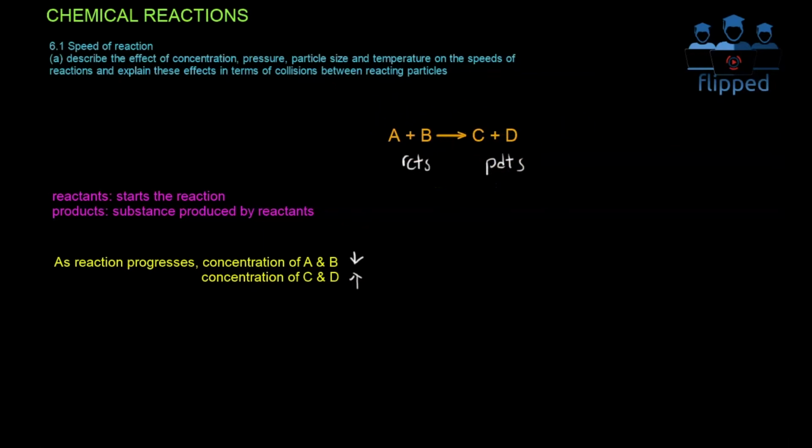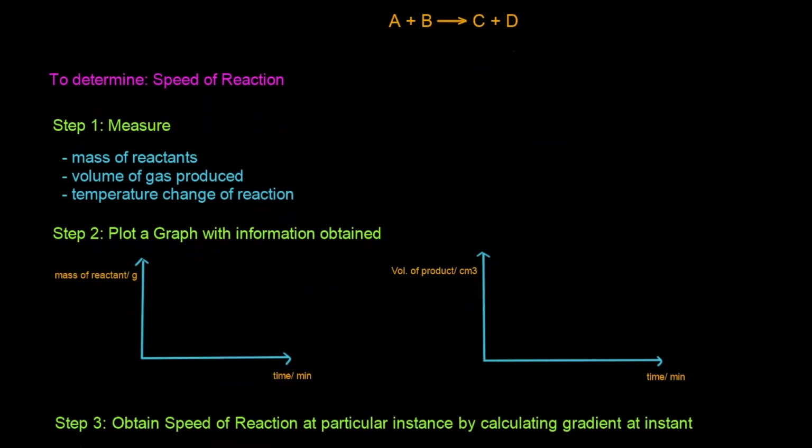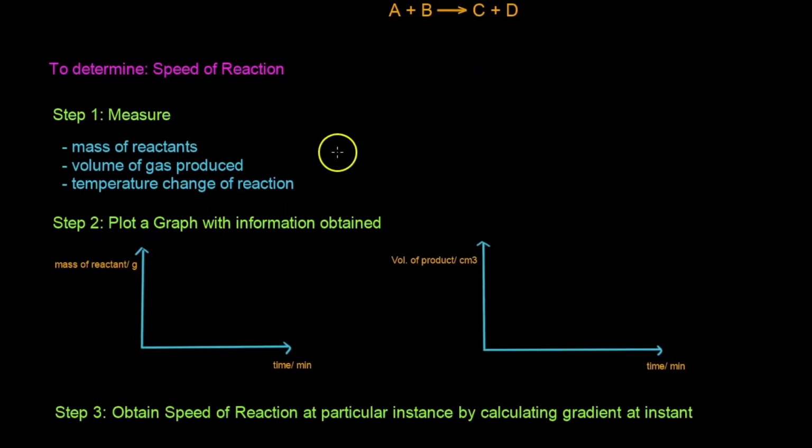Now we will learn how to determine the speed of reaction, how fast this reaction can take place. So we know A plus B giving us C and D, for example. This can be any reactants and this can be any products. This is just a very general formula. So we want to obtain the speed of reaction, that means how fast this reaction is proceeding.